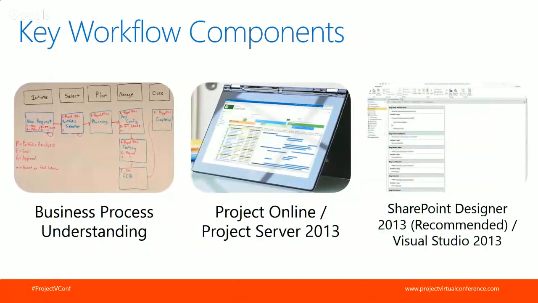So now that I've talked about all the reasons to consider workflows, let's look at what components you would need. The first thing you're going to need is understanding of your business process. So I'll talk about whiteboarding, but that's a great option there to really collect what is your business process. Next thing you're going to need is either Project Online or Project Server 2013. Now, although there were workflow capabilities back in Project Server 2010, they were a lot harder to develop. You actually needed to program them in Visual Studio.